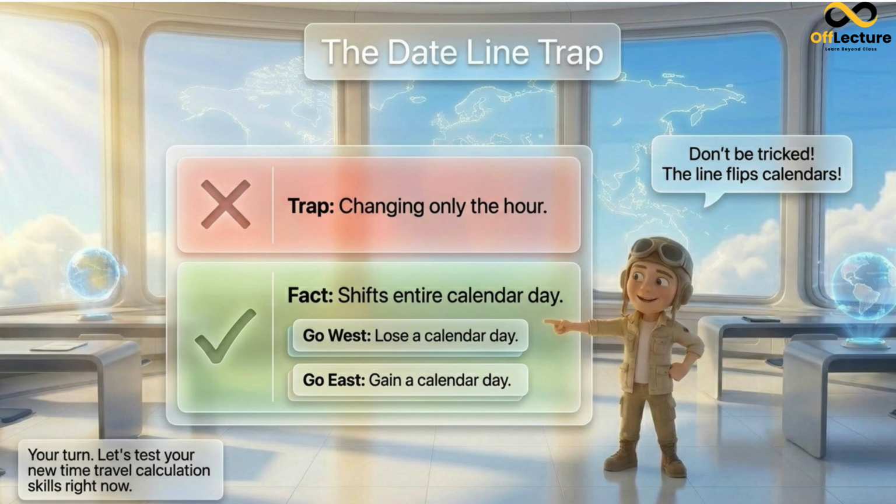The date line trap. Watch out for the common exam trap, changing only the hour. Don't be tricked by this trick. The date line flips entire calendar dates, not just hours. When you travel west across the line, you lose a calendar day. When you travel east across the line, you gain a calendar day.